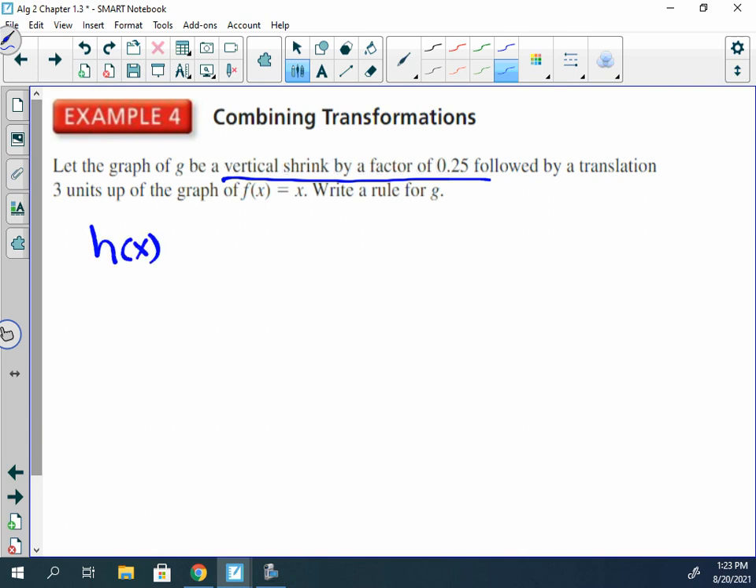So in the meantime, I'm just going to call this first transformation h of x, just to give it a name so we can reference it. For our vertical shrink, this will be a times f of x. So when we see vertical stretch or shrink, it's our a times f of x, a times the function. Now for this here, the value of a is 0.25.